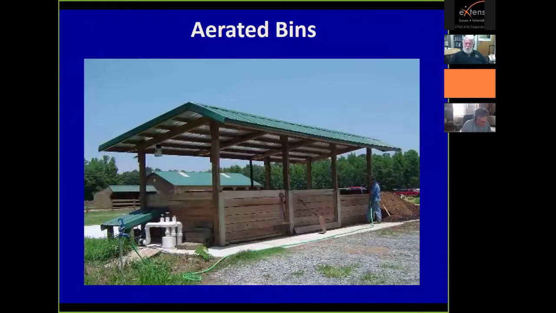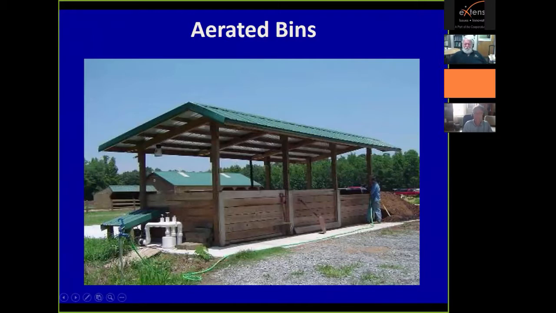Aerated bins are very popular in a lot of smaller institutional settings like schools and universities. This was originally developed as an alternative to on-farm static pile composting. And so there are a few technology producers in the country that provide these aerated compost bins. And here we see most of the aeration system is on the side of the building, and the aeration piping will serve more than one bin.